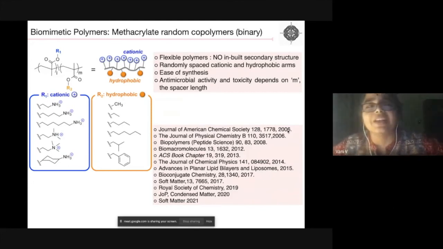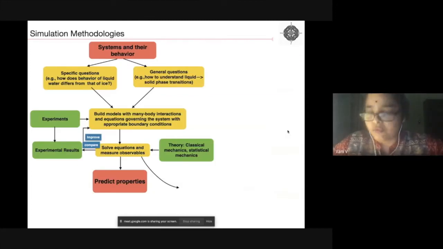So these are the different chemical structures of the polymers that I have been working on for quite some time. I have an experimental collaborator who does these experiments in the lab, and we do the simulations and validate back and forth and try to come up with a basic understanding of how these things work. So this is the only slide which has an equation.